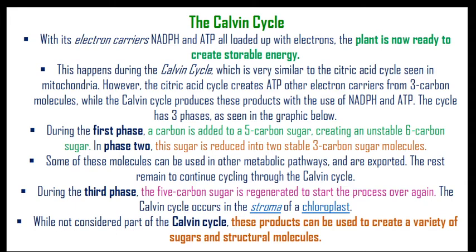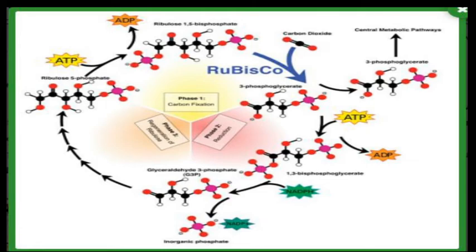After that, during the third phase, the 5 carbon containing sugar is regenerated to start the process over again, and the Calvin cycle occurs in the stroma of the chloroplast. While not considered part of the Calvin cycle, these products can be used to create a variety of sugars and structural molecules. So this is the Calvin cycle.